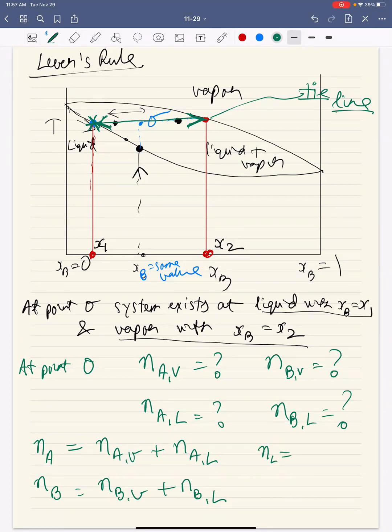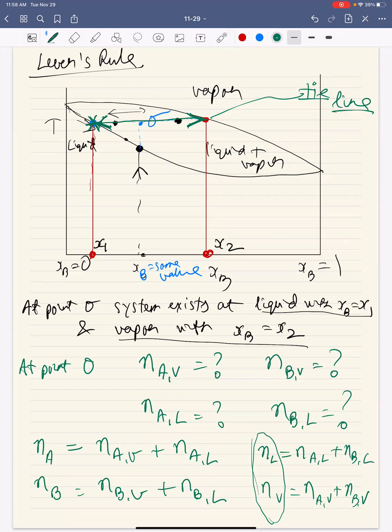What will NL be? Where will NL come from? It can come from A, it can come from B, right? So NL will be NAL plus NBL, and NV will be NAV plus NBV, okay? So what we want to do is come up with a way of calculating these two things, NL and NV. How much liquid is there and how much vapor is there?